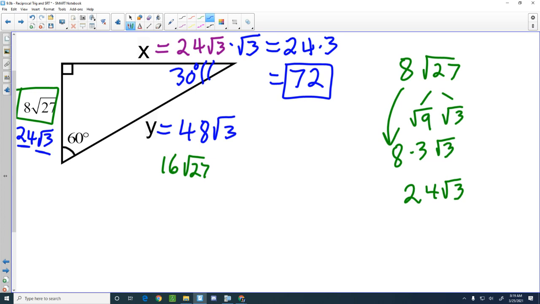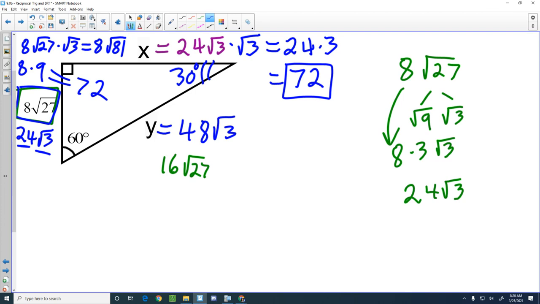If we used this 8 root 27, we multiply it by a square root of 3. 27 times 3 is 81. So you'd have 8 times the square root of 81. And hey, what is the square root of 81, everybody? It's a perfect square, right? Square root of 81 is 9. So you'd have 8 times 9, which is, of course, still 72. So you get the same answer no matter how you simplify or when you simplify. You'll get the exact same thing.